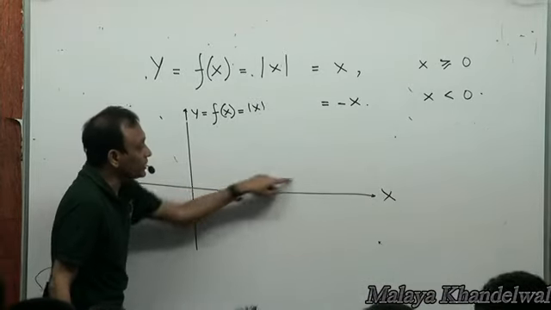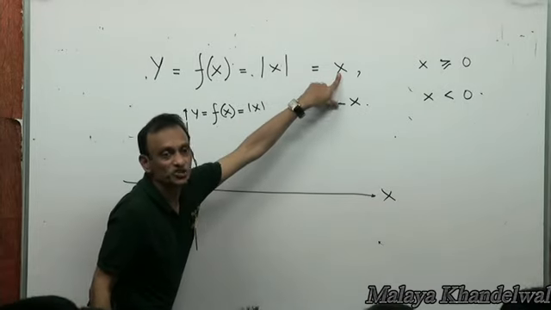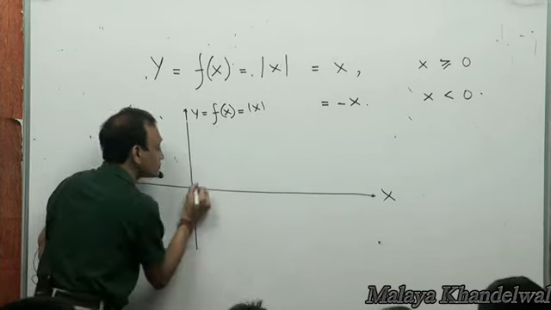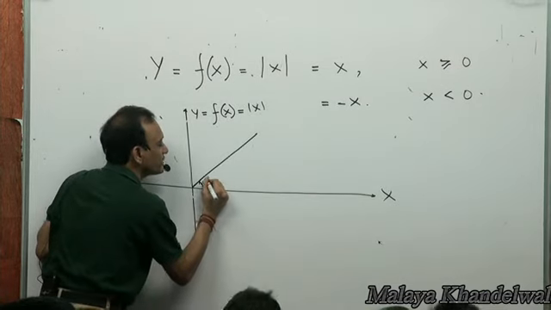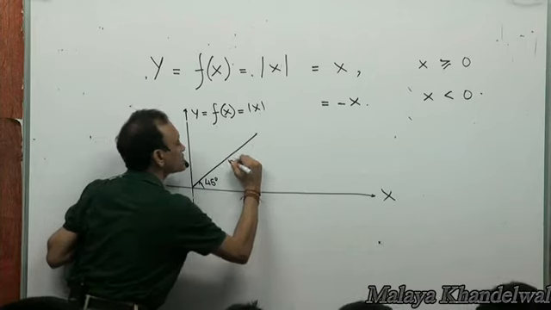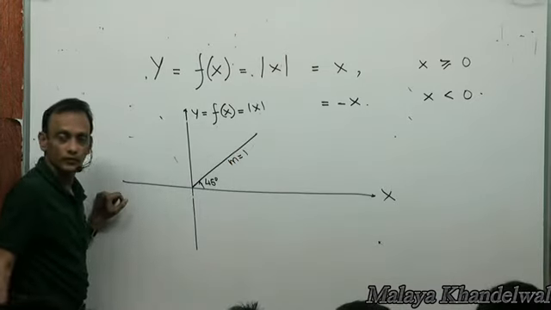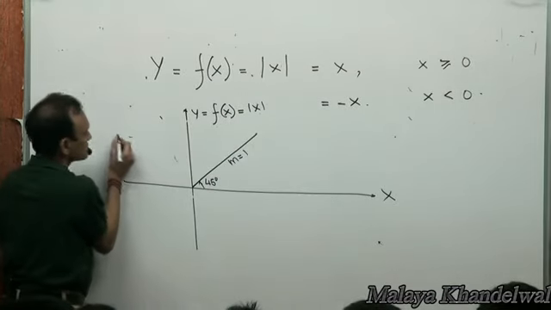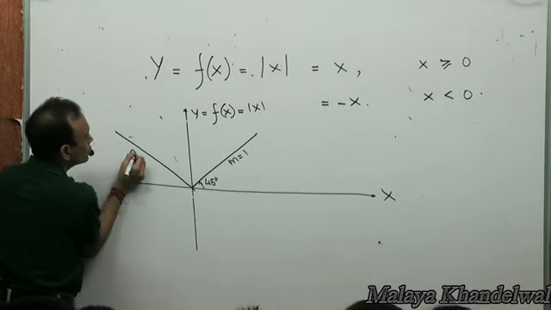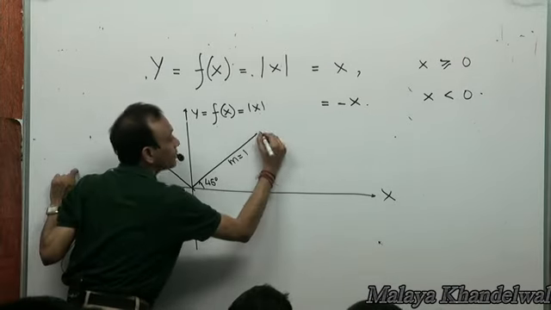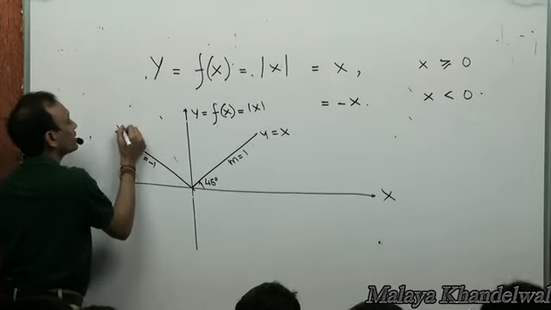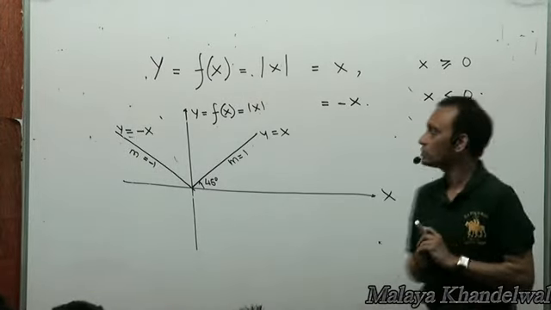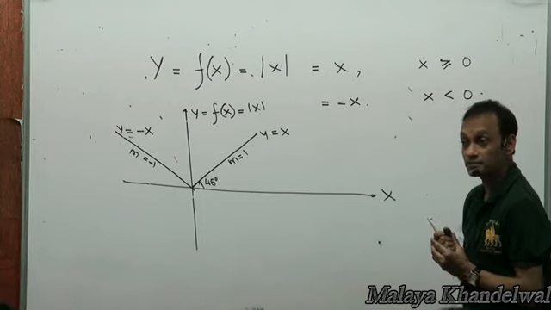For x greater than or equal to 0, y goes as the straight line y equal to x. Y equal to x is the straight line passing through the origin and makes an angle of 45 degrees with the positive direction of the x-axis. Slope of this is 1, right? And when x is less than 0, it goes as y equal to minus x, which has a slope m equal to minus 1. So this is the line y equal to x. This is the line y equal to minus x. This is the graph of y equal to mod x.